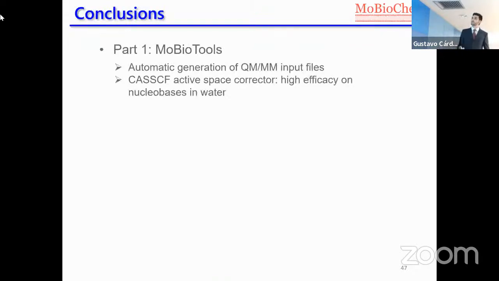Now we get to the conclusions. We saw part one, which was the development of this toolkit. It allowed us to generate quantum mechanics molecular mechanics input files. In particular, I talked about this feature of the automatic correction of the CASSCF active space for a problematic geometry in samples of geometries.